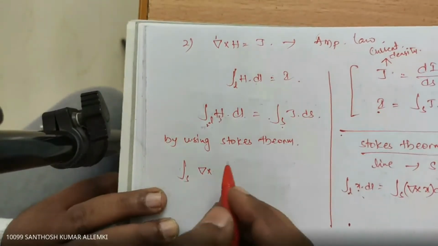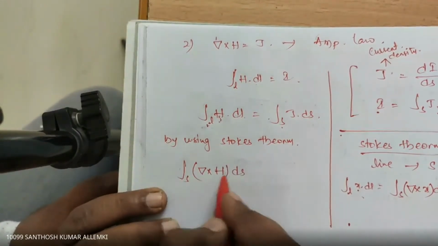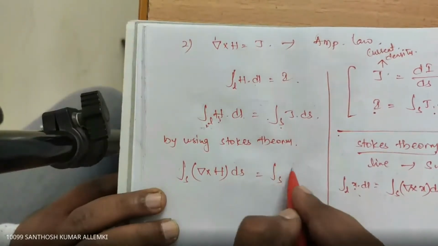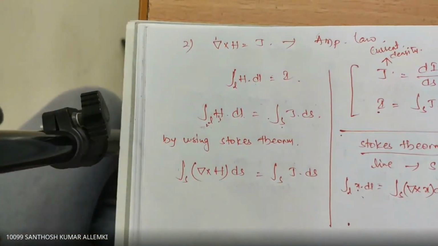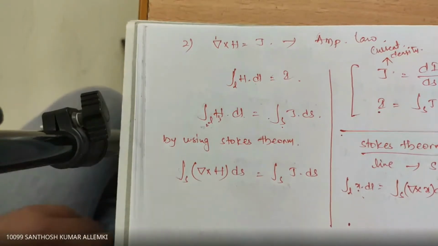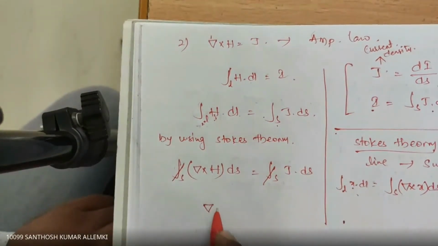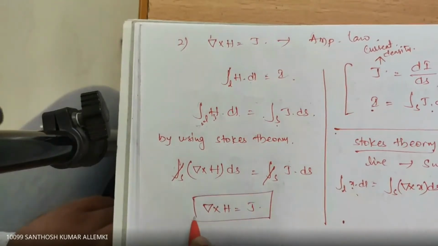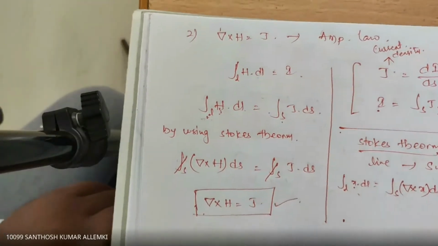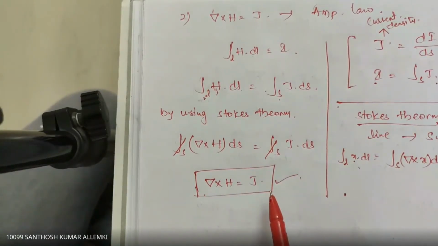X means what here? H. So the line integral of H with dl is equal to the surface integral of J dot ds. Now both sides surface will be cancelled. So finally we can have del cross H is equal to J. This is your final expression for the Maxwell equation. So this is your Maxwell equation for the magnetic field.